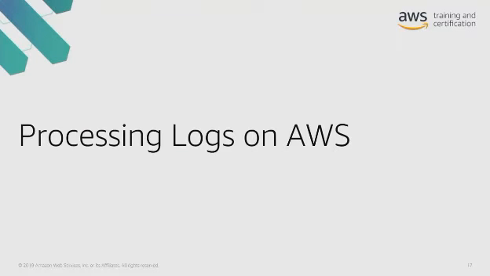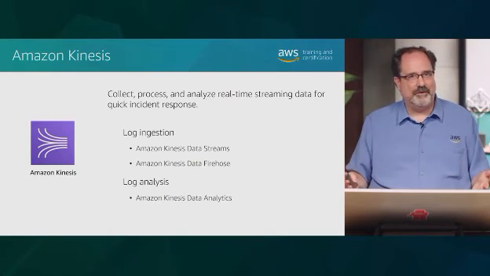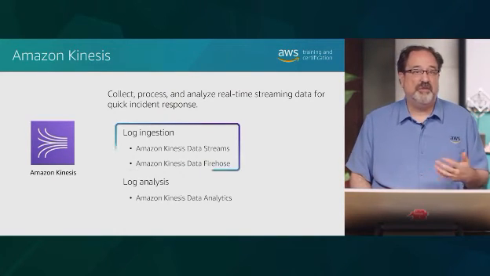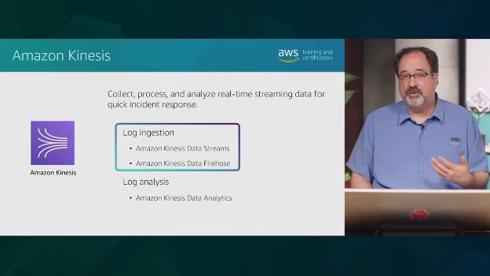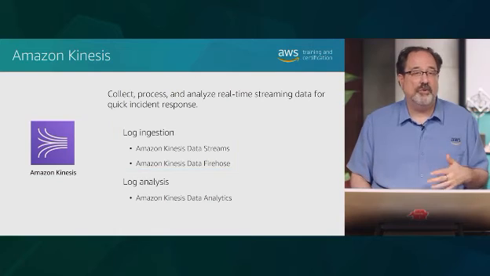Let's take a look at processing your logs in AWS. There's a lot of tools in play here. To begin with, Amazon Kinesis. This is the workhorse. It's going to be used to collect, process, and analyze your data. The great thing about Kinesis is it handles real-time streaming, real-time processing. So as you look for quick incident response, Kinesis is your go-to element. There are different flavors of Amazon Kinesis, depending on what type of work you're doing. For example, if you're just talking about ingestion, you've got Kinesis Data Streams and Kinesis Data Firehose, each with their own individual purpose. Or if you want to do real-time analytics, then you can use Kinesis Data Analytics to handle that as well.